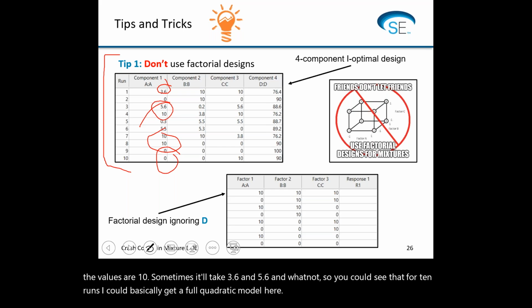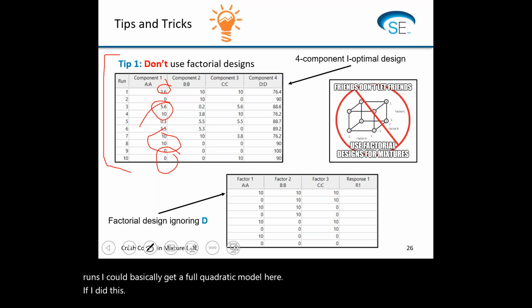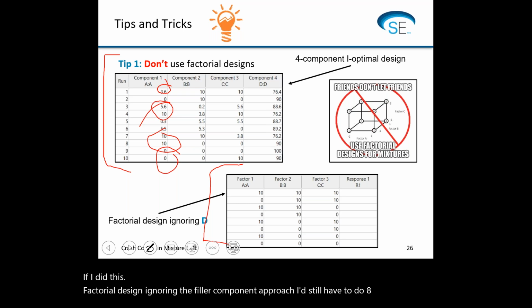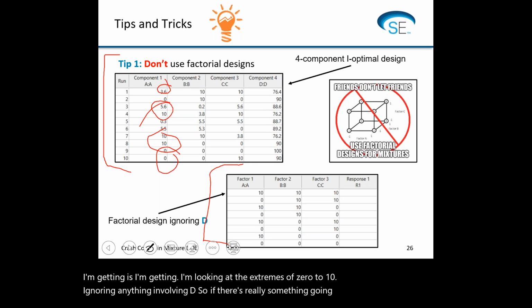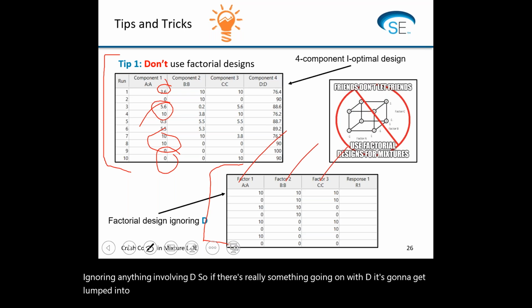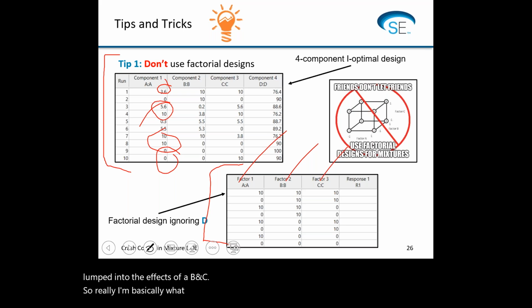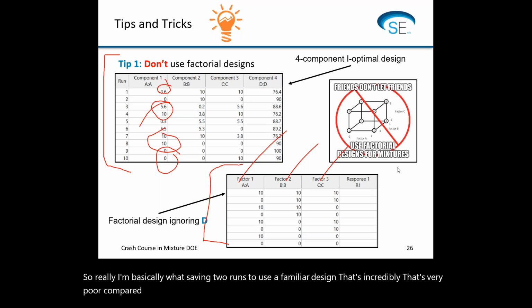If I did this factorial design ignoring the filler component approach, I'd still have to do 8 runs, and I'm looking at the extremes of 0 to 10. I'm ignoring anything involving D. So if there's really something going on with D, it's going to get lumped into the effects of A, B, and C. So really, I'm basically saving 2 runs to use a familiar design that's very poor compared to a 10-run mixture design.